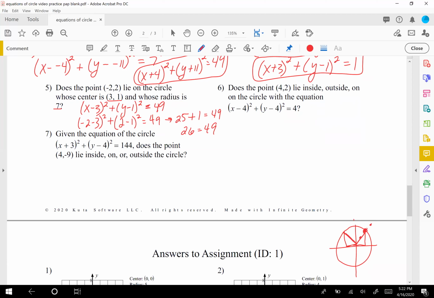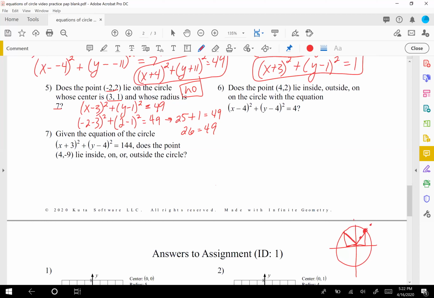Okay, so right now they're asking us just, is this point on the circle? Well, 26 is not equal to 49, so it is not on the circle. So if you get something that is not equal, whether it's bigger or smaller, then that means it's not on the circle. If we did get 49 over here, then it would actually be on the circle.